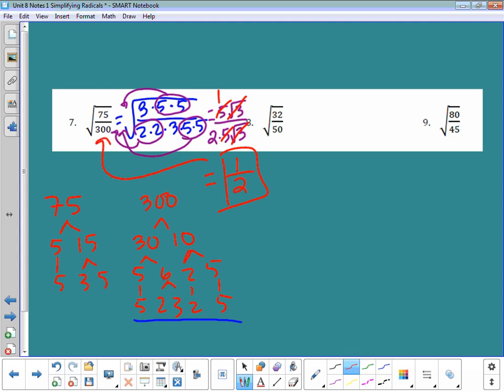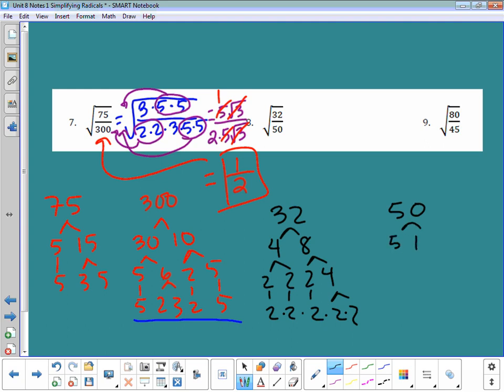Okay. Let's try number 8. In number 8, I'm breaking down 32. So 32 is the same thing as 4 times 8. That's 2 and 2. That's 2 and 4. 4 is 2 and 2. And again, I'm just doing the prime factorization there. 5 2's under that radical. 50 we just looked at. For 50 we had 5 and 10. That was 5. That was 2 and 5. So 2 times 5 times 5 is my list there.